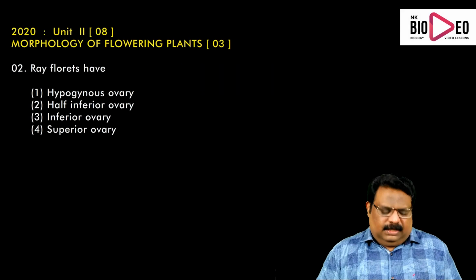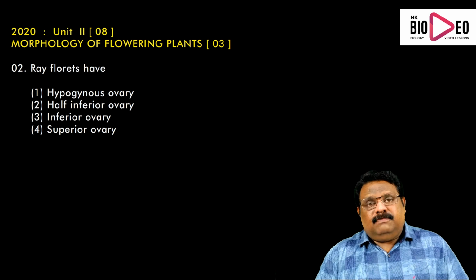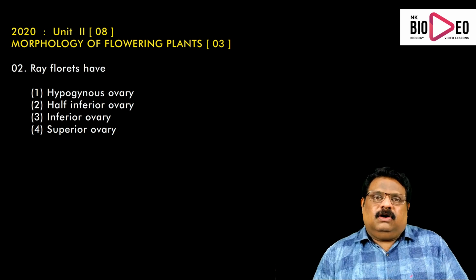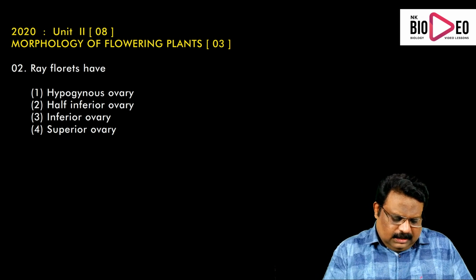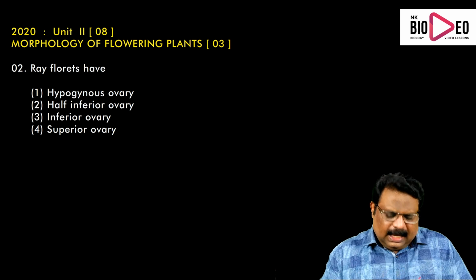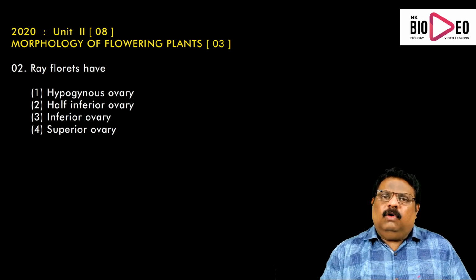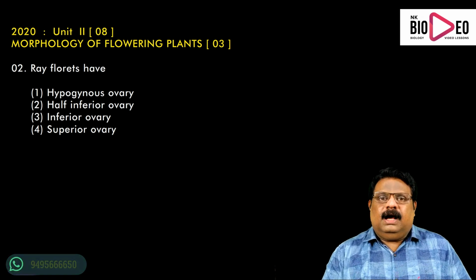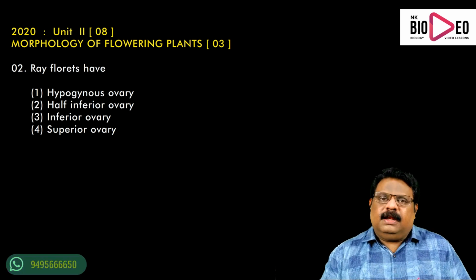Okay. The second question from morphology of flowering plants. The ray florets are having hypogynous ovary, half inferior ovary, superior ovary. Ray florets and disc florets are different types of flowers in a sunflower. So here the ray floret has a peculiar type of ovary. Actually, in the case of flowers, there can be 3 types of ovary. The ovary may be superior, inferior, or half superior or half inferior. So what is meant by superior, inferior and half inferior ovary?